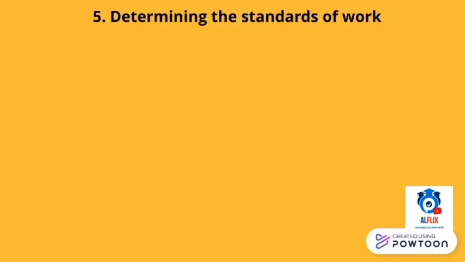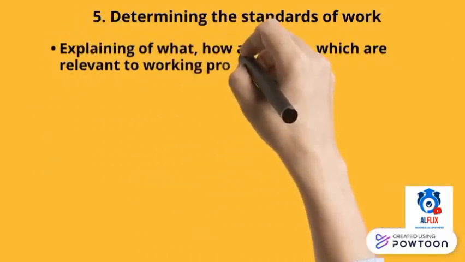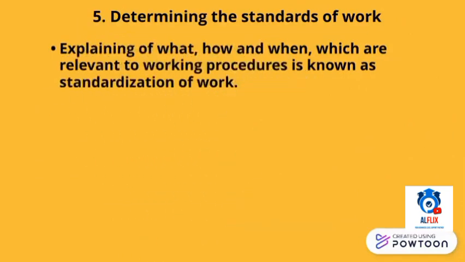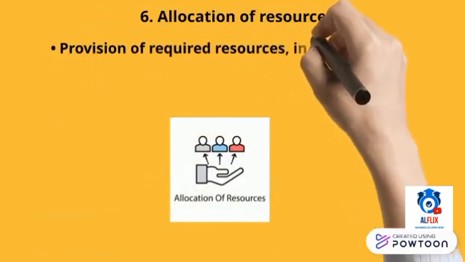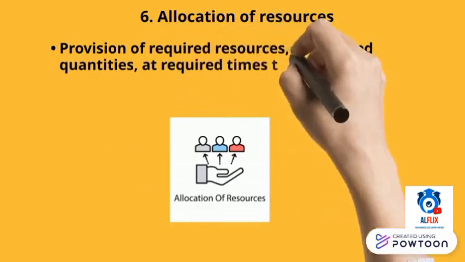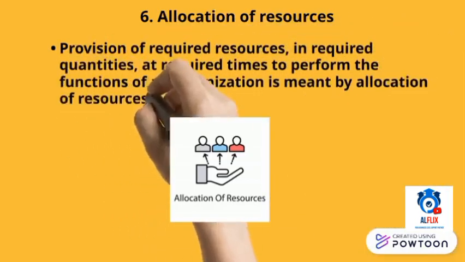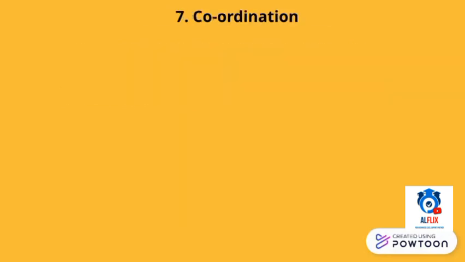Determining the standards of work. Explaining what, how and when, which are relevant to working procedures, is known as standardization of work. Allocation of resources. Provision of required resources in required quantities at required times to perform the functions of an organization is meant by allocation of resources.